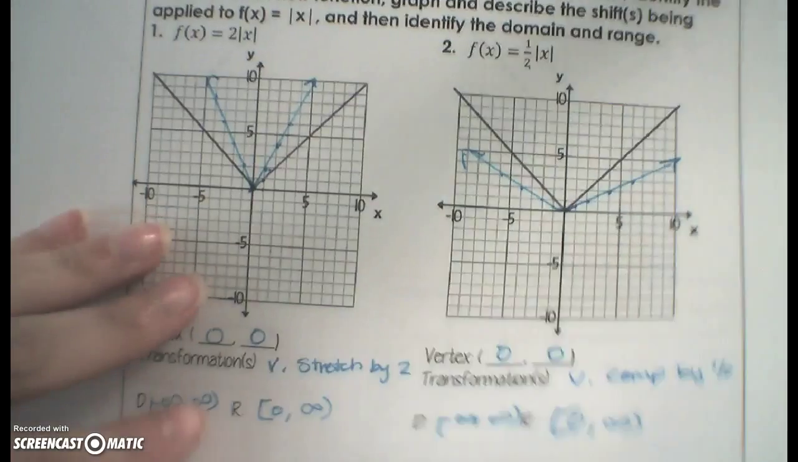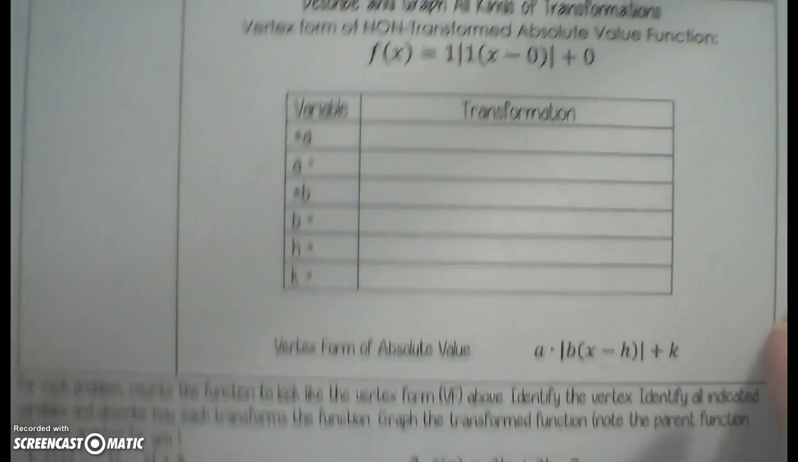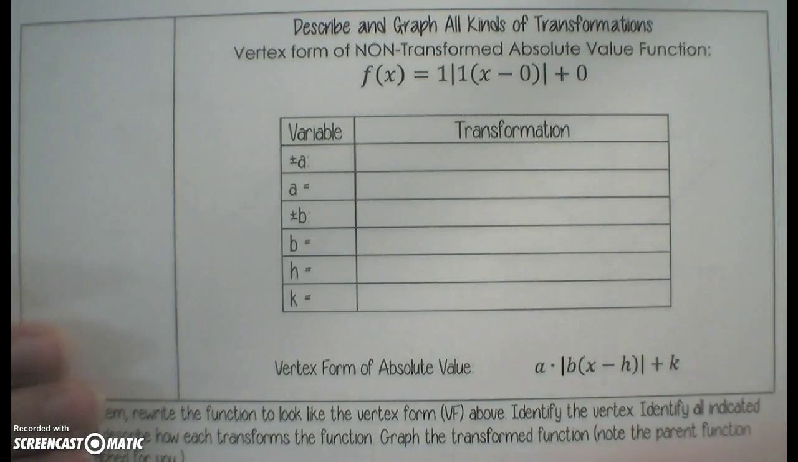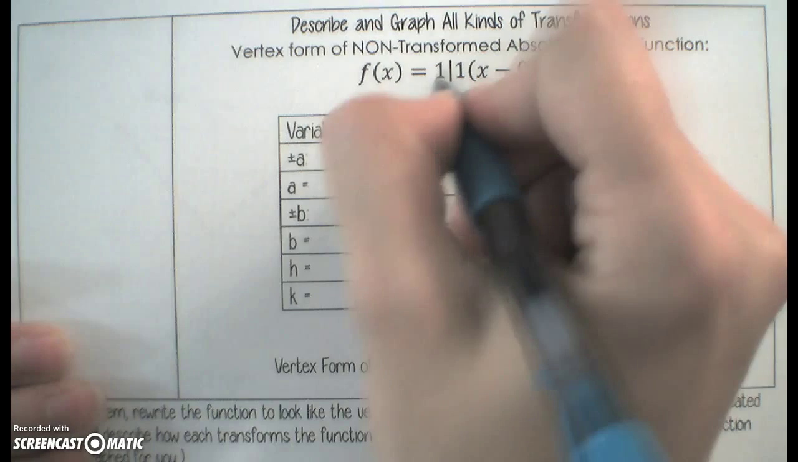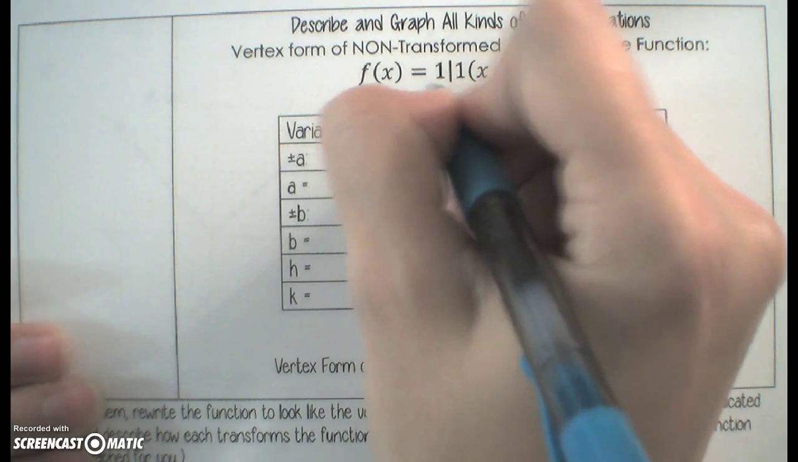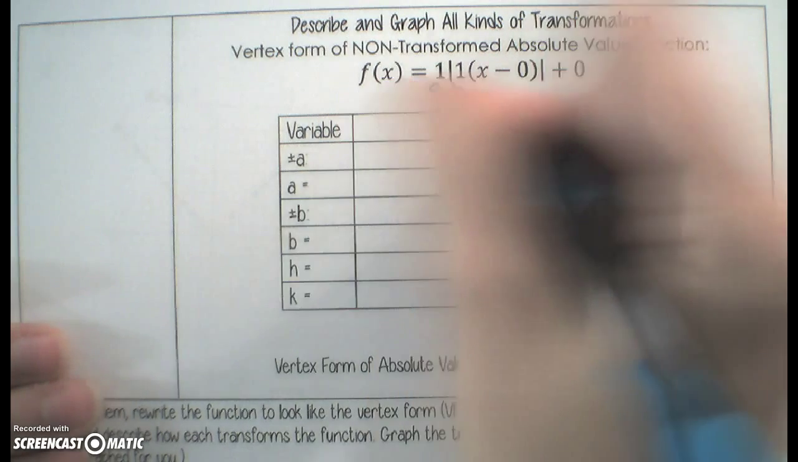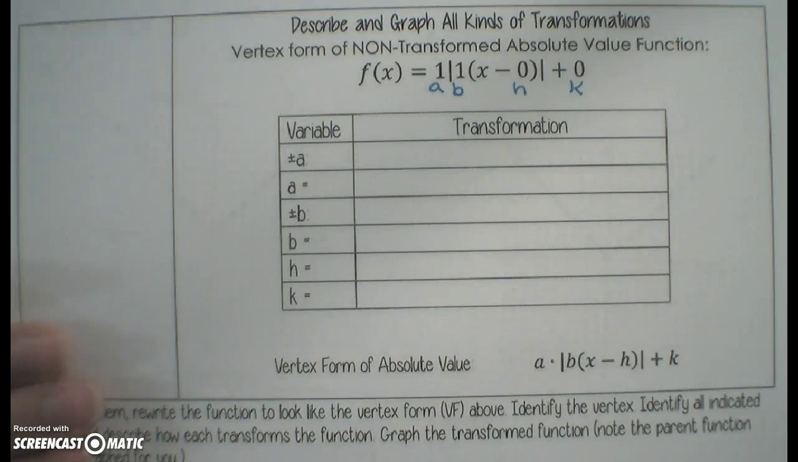All right, let's flip to page 26. This is just the general form of what you're going to see. You're going to see a box, and we are going to be labeling parts. So in front here, basically think of this as A, this is B, this is H, this is K.